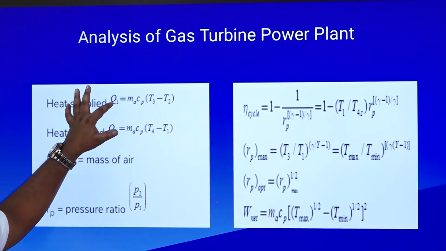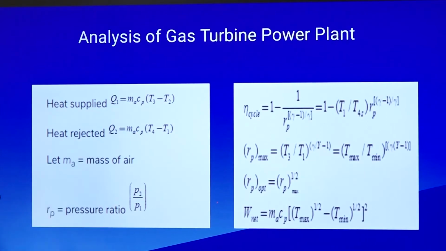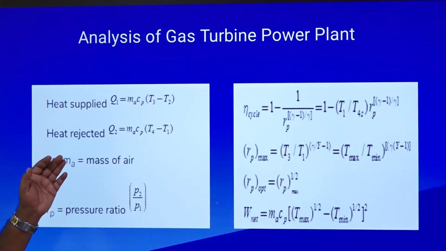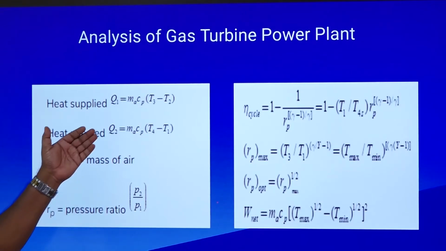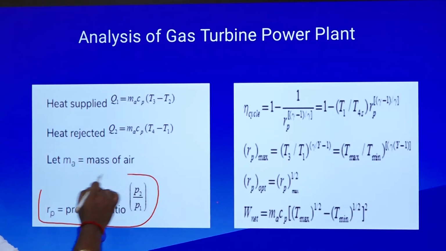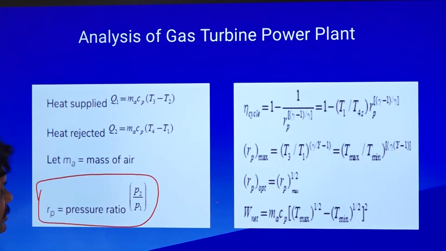Okay, when you go for the analysis of this turbine power plant, the heat supplied Q1 is m·Cp·(T3 minus T2). This is otherwise called the constant pressure cycle, or the Joule cycle. You can see that the heat addition takes place at constant pressure. These are the formulas that are used. One thing, apart from the other ratios you have been studying, here you have the pressure ratio, that is Rp equal to P2 by P1.